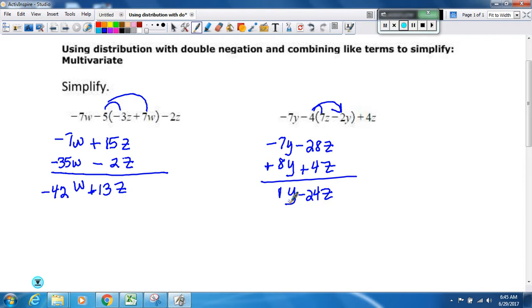Now, normally if you have a 1 in front of a variable, you don't write it. So you'll see this answer written as y minus 24z, because, again, you don't have to write the 1, because 1y means y.